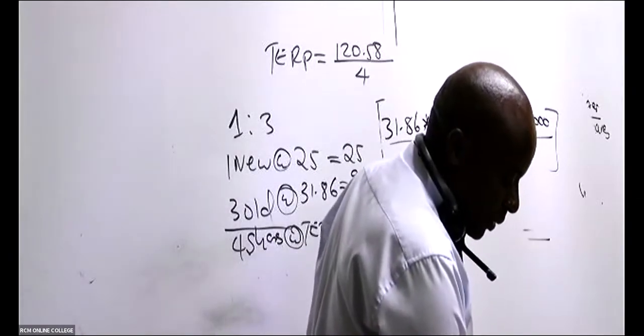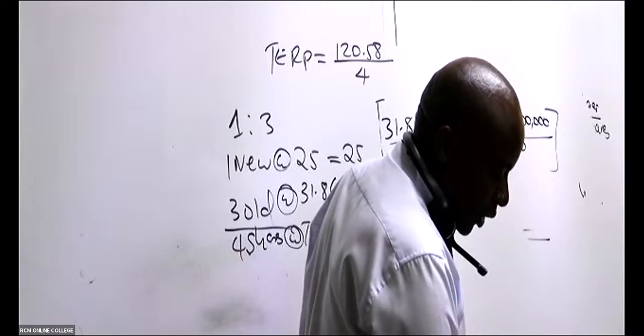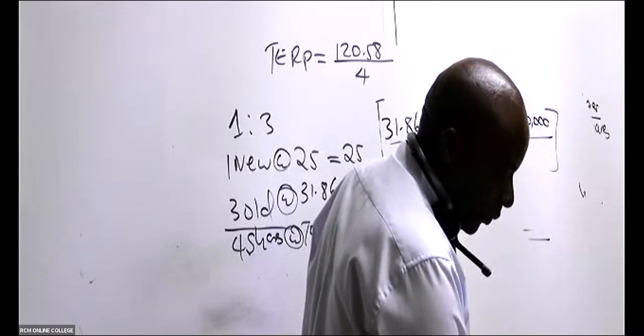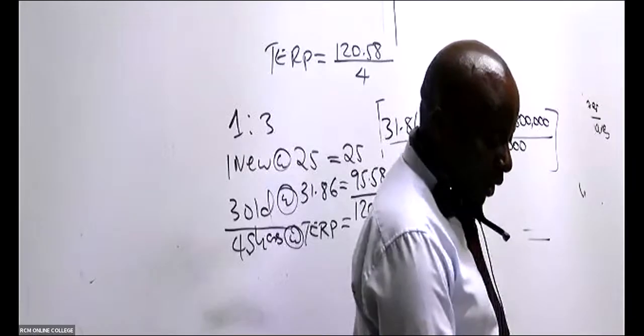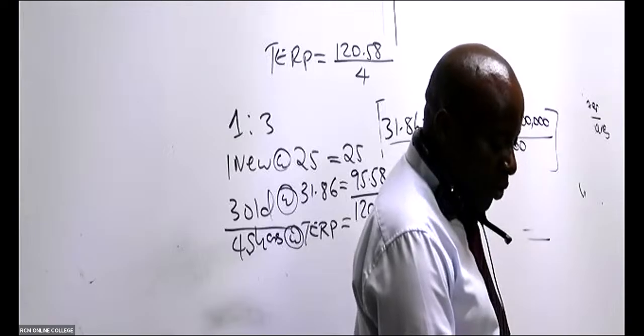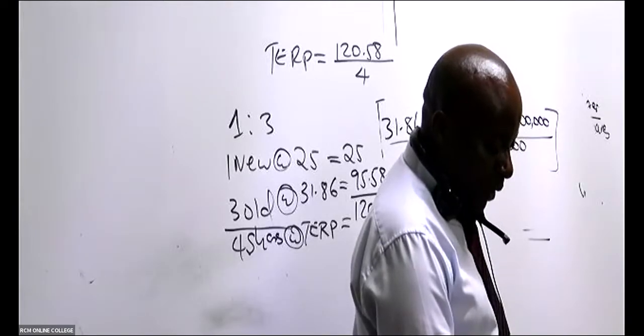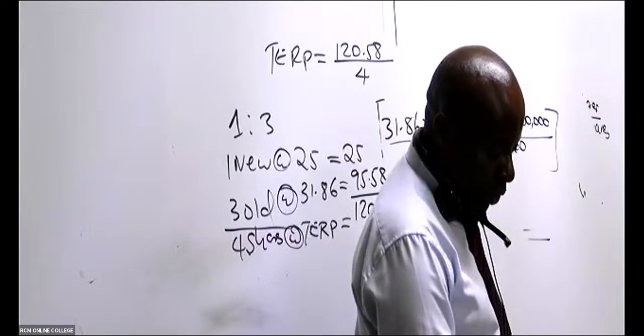Let me see whether we have some small energy to do the next concept. So we have here the theoretical ex-rights market price, TERP, that we have done very, very well. Now from there we go to the theoretical value of each right. Value of a right. How do we get the value of the right?